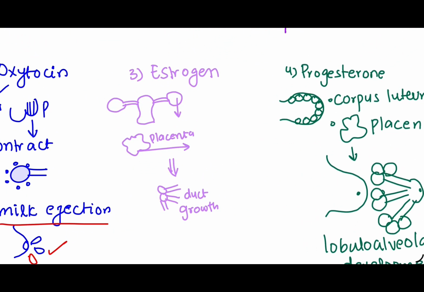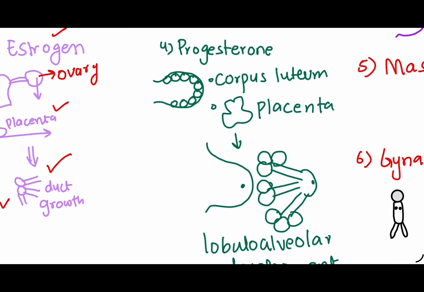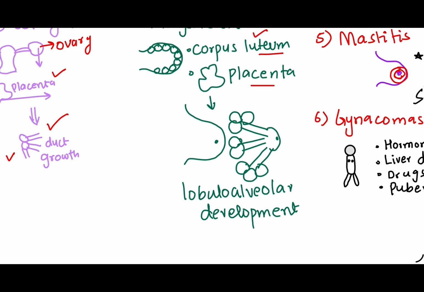Estrogen, a very familiar name. Estrogen is produced from the ovaries and placenta. Obviously, when you're pregnant, your placenta is producing estrogen, and we need lots of ducts that are going to produce milk. So it grows the duct system. And then progesterone comes from the corpus luteum and then the placenta, and it develops lobular alveolar development.